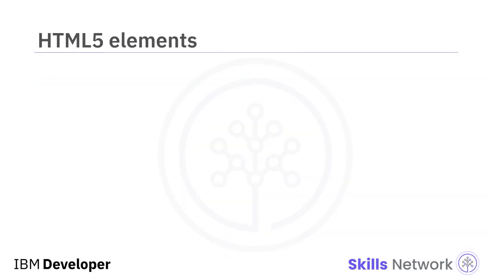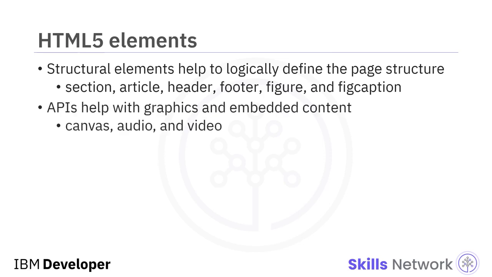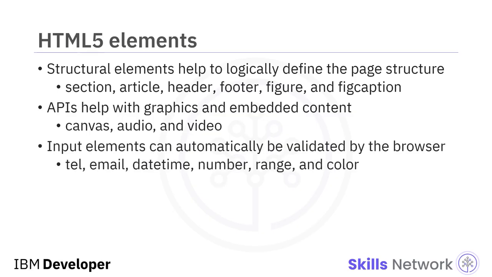Here are some examples of elements in HTML5. New structural elements are part of the HTML5 specification. These markup elements help you to logically define the page structure. New APIs such as Canvas, audio, and video help with graphics and embedded content. New attributes were added to the input element attributes. Examples include the email, date time, and number types.